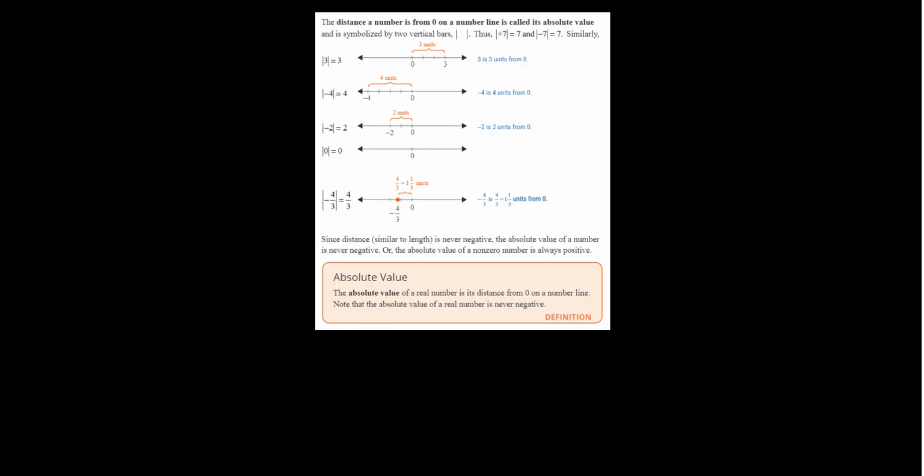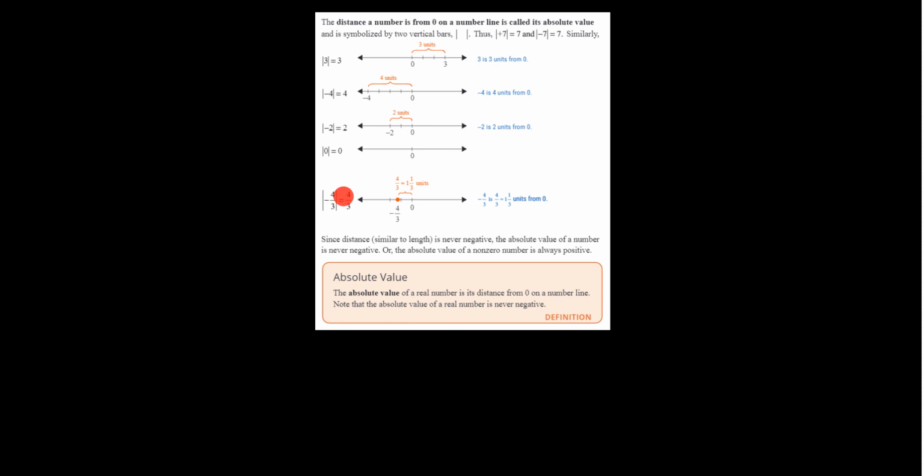So the distance a number is from 0 on a number line is called the absolute value, and it's symbolized by two vertical bars. These two vertical bars you see here. Thus, the absolute value of +7 is equal to 7, and the absolute value of -7 is equal to 7. Similarly, the absolute value of 3 is 3, the absolute value of -4 is 4, the absolute value of -2 is 2, the absolute value of 0 is 0, and the absolute value of -4/3 is 4/3.